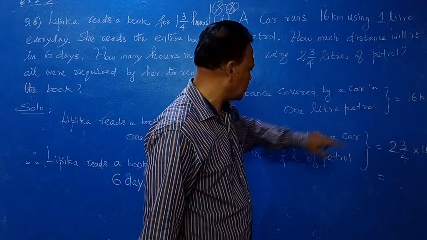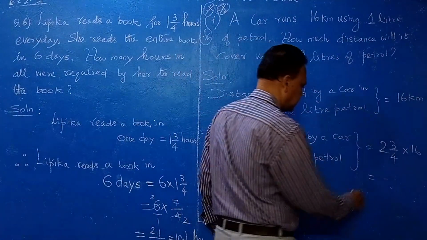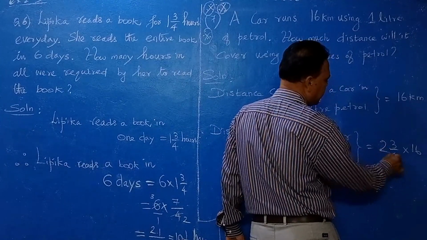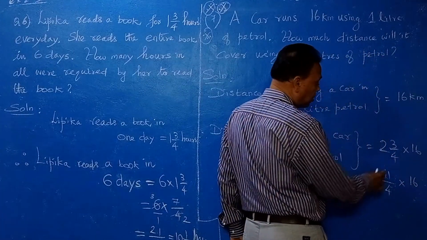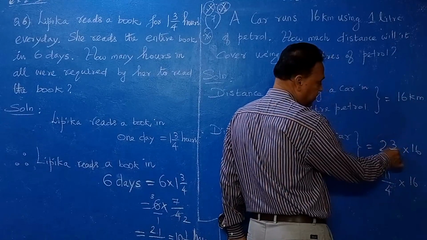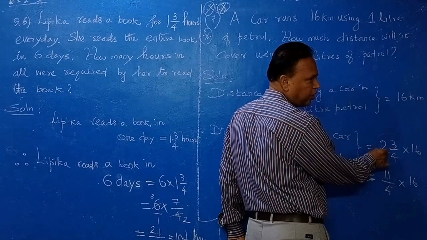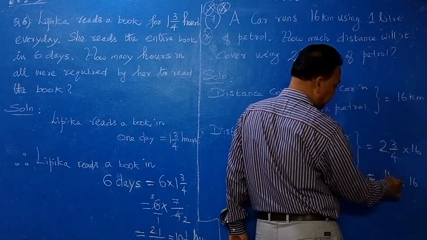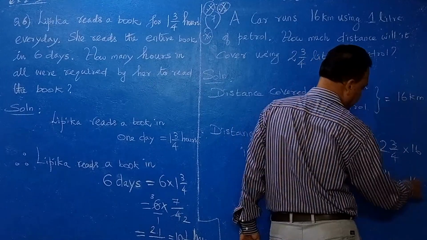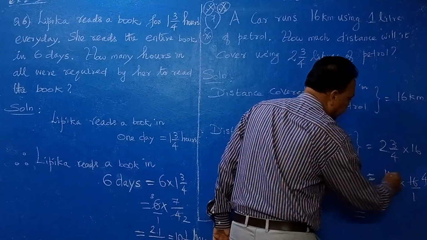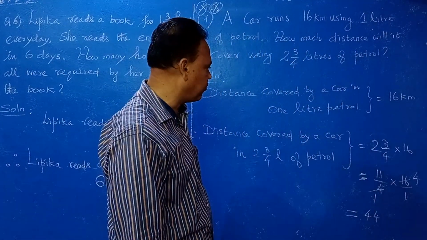So 1 liter means this much. This much liter means you have to multiply. Then only we will get the answer. Now, straight away you should not cancel. First change this mixed fraction into an improper fraction. That is 4 into 2, 8, plus 3, 11. 11/4 into 16. Now in the 4 table you can cancel. 4 table it will go 1 time. This will go 4 times. So now 11 into 4, 44. 1 into 1 by 1, no need to write. Okay, 44 kilometers.